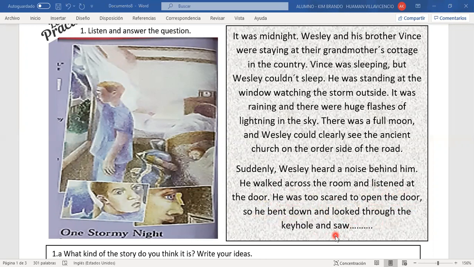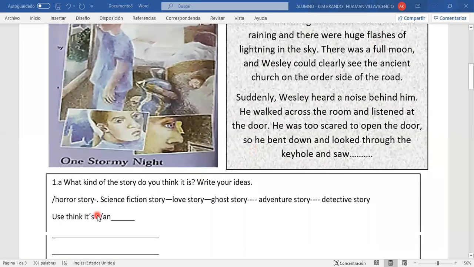Wow, this story is about a stormy night. Do you understand the meaning of this story? Yes or no? Now let's continue with the lightning and the flashes of lightning in the sky. What kind of story do you think it is? Write your ideas. They have some categories: horror story, science fiction story, love story, ghost story, adventure story, or detective story. What do you think?